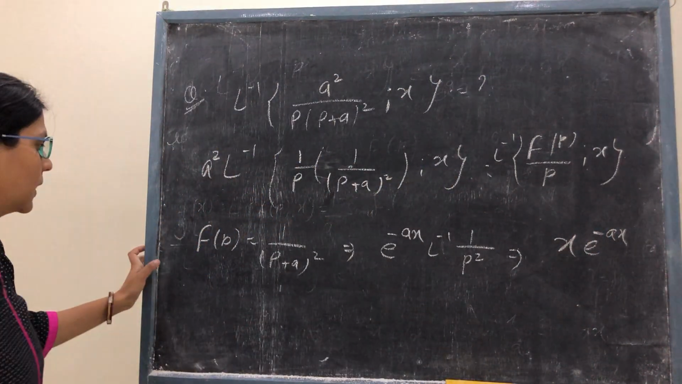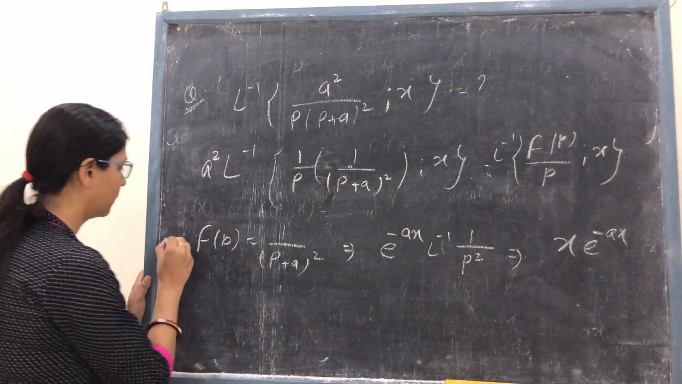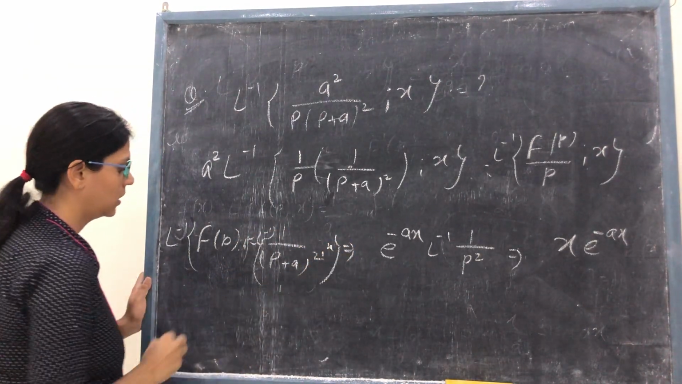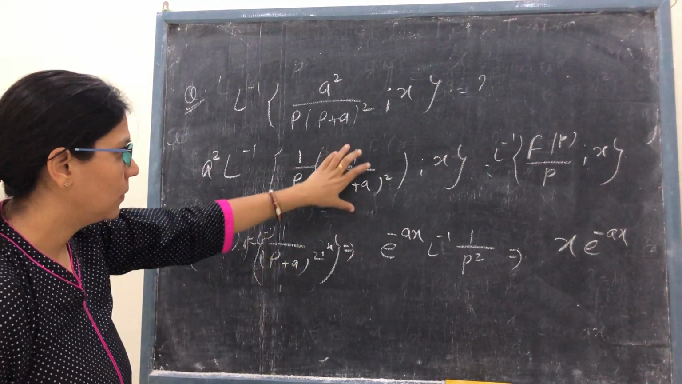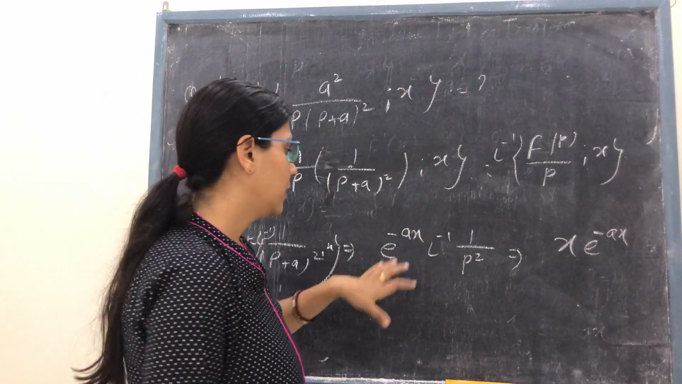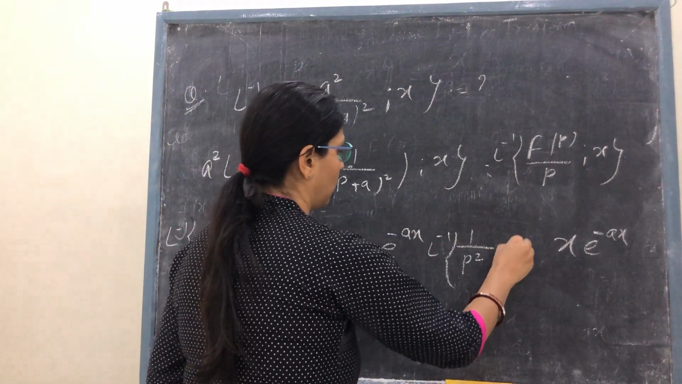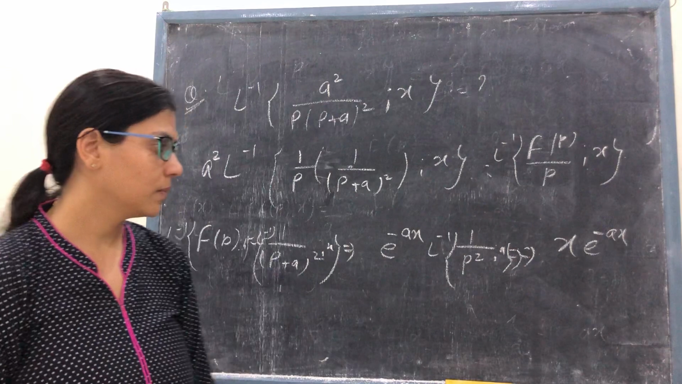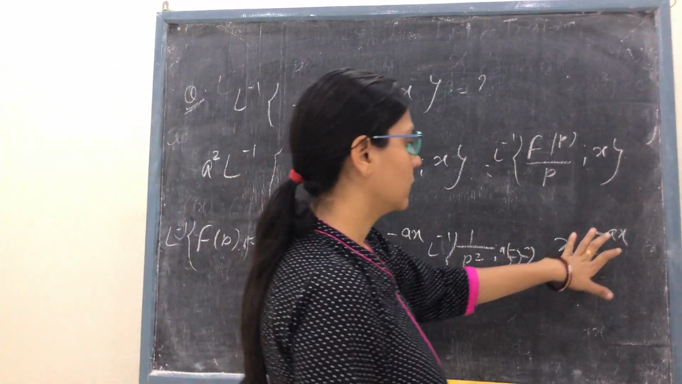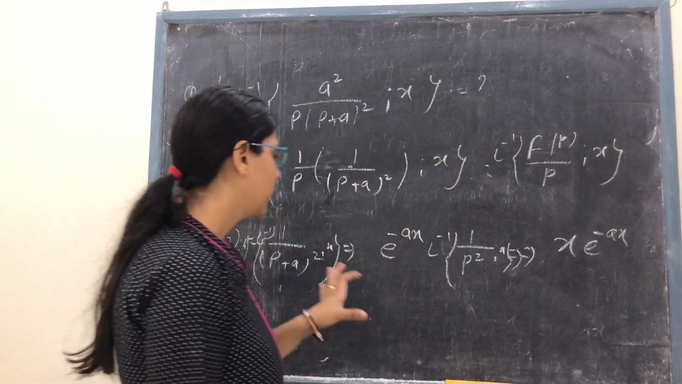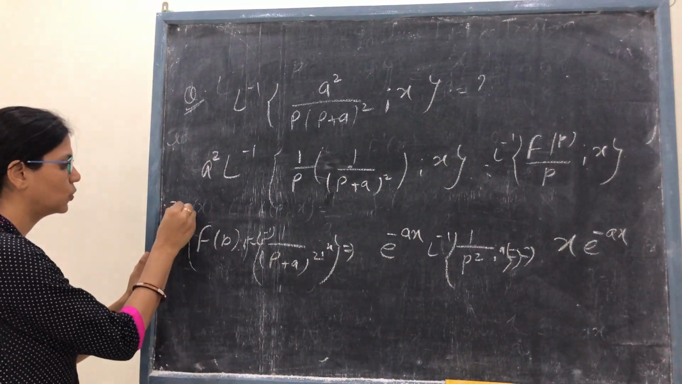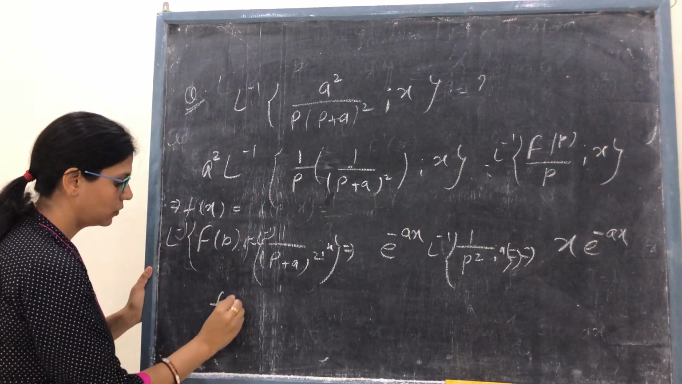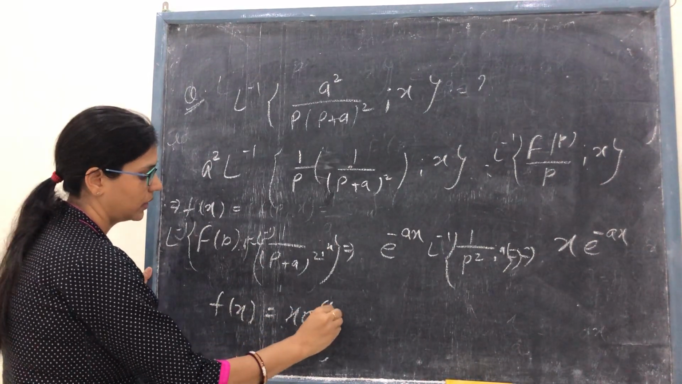So if we take the inverse here, L inverse of f of p x is equal to L inverse of this function. So Laplace inverse of f of p, where f of p we took as 1/p plus a whole square, is e raised to the power minus x times L inverse of 1/p square. Using the shifting property, this 1/p square is x to the power n over factorial n, so n plus 1, this is x over factorial 1, x e raised to the power minus x. We have got here f of x equals x e raised to the power minus ax.